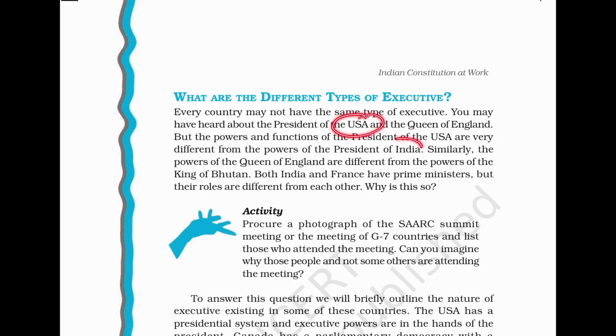so in US and India we both have president, but we have a very different kind of system that exists in this context. So you have to also see there's a Queen of England. So the powers of the Queen of England are very different from, let's say, the King of Bhutan. Then India and France, they both have prime ministers, but their roles are very different from each other.